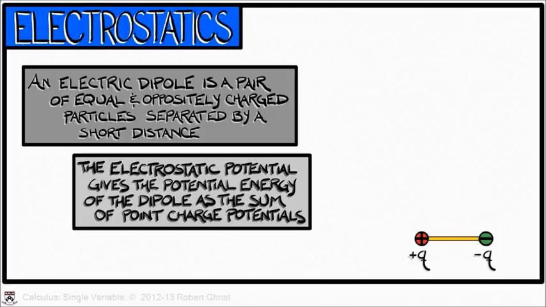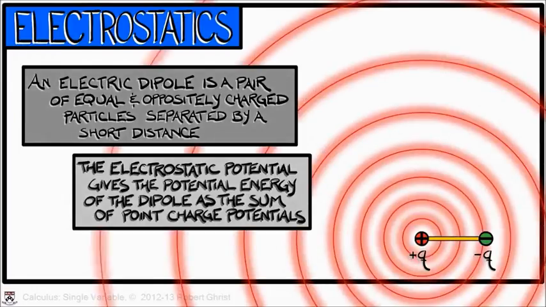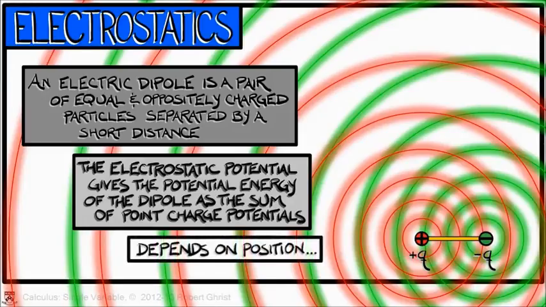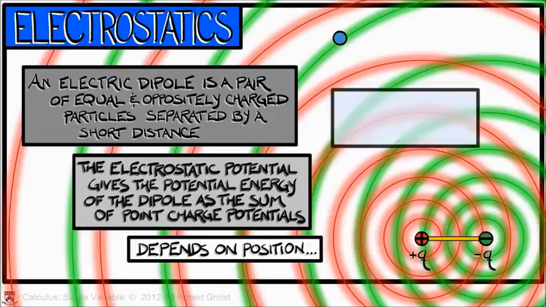And what do I mean by that? Well, each charge has a potential energy associated to it. The pair of them together yields a potential energy that depends on your position. So let's say that you're at some location away from the dipole. You want to know what is the electrostatic potential. It's given by the following formula.